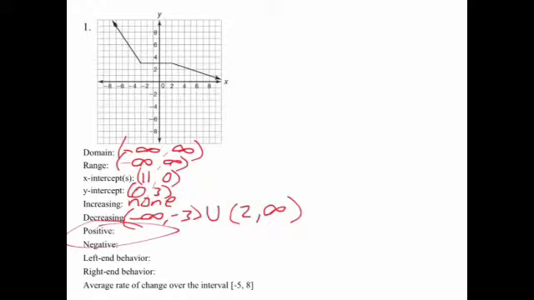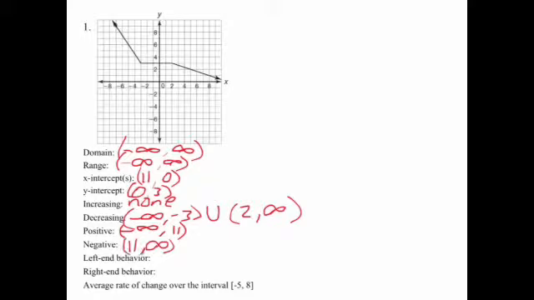Next one's asking where is it positive? Well, it's positive until you reach your x-intercept over there at 11. So from negative infinity until you reach 11, it is positive. It is negative thereafter, so from 11 to infinity.